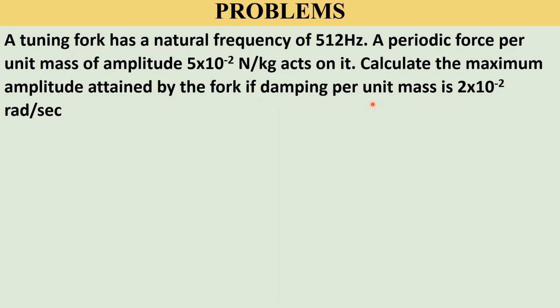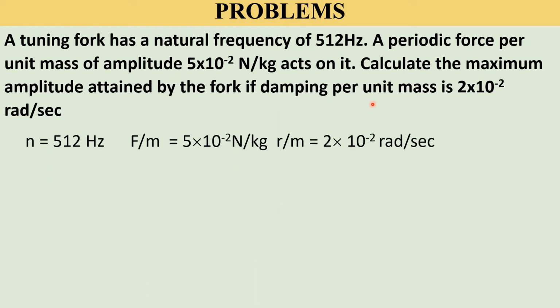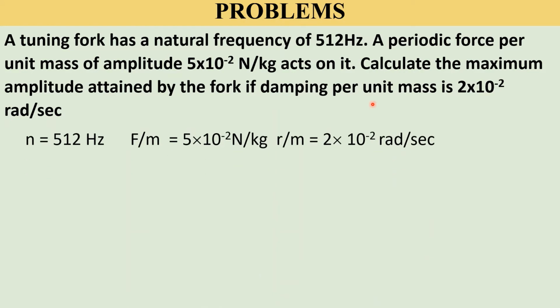radians per second. So here the natural frequency of the tuning fork is n equal to 512 Hz. Then the periodic force per unit mass, that is F by m, is equal to 5 into 10 to the power minus 2 Newton per kg. Then damping per unit mass, that is R by m, is equal to 2 into 10 to the power minus 2 radians per second.